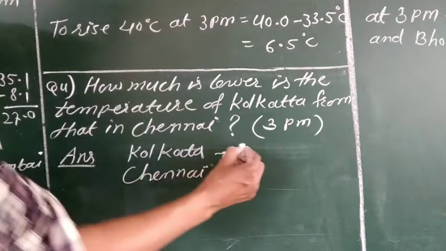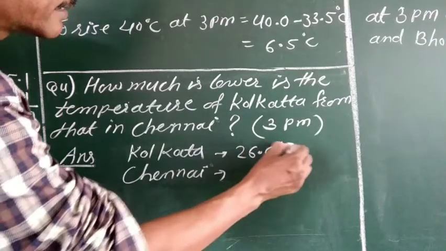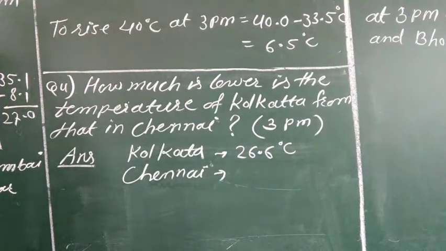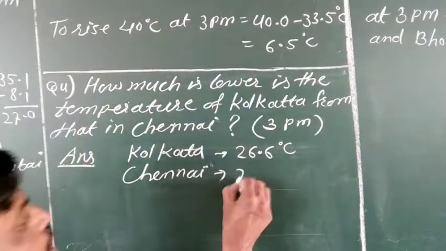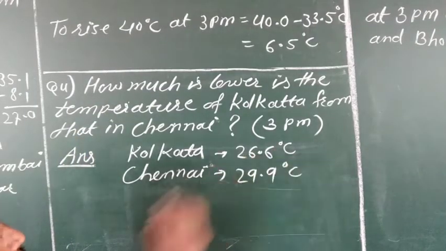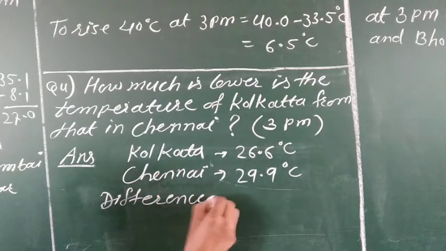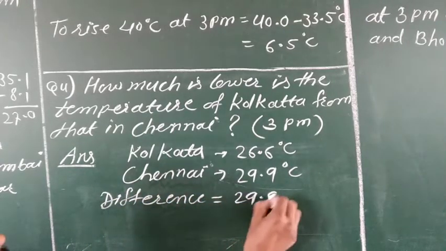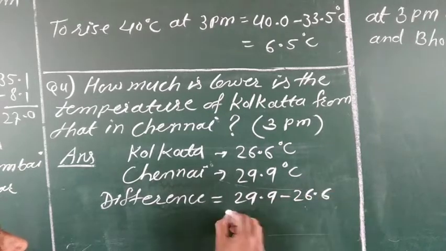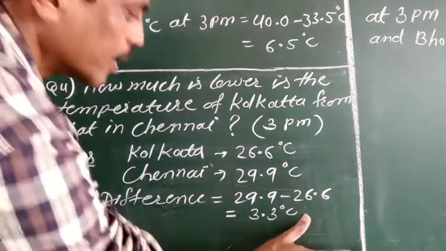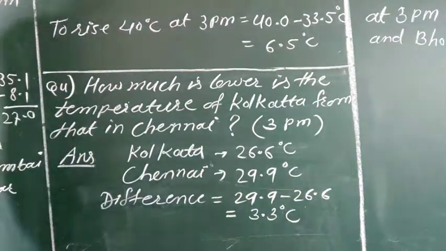Kolkata at 3 PM is 26.6 degrees Celsius, and Chennai is 29.9 degrees Celsius. So see, the difference is here. What will the difference be then? It is 29.9 minus 26.6. Then the difference is 3.3 degrees Celsius.